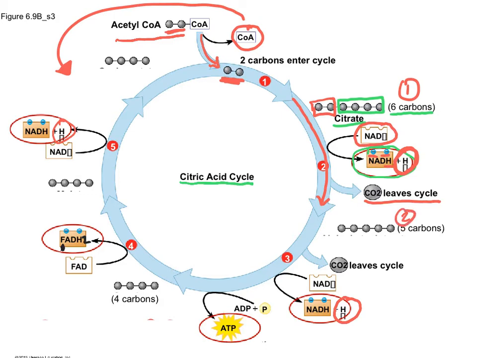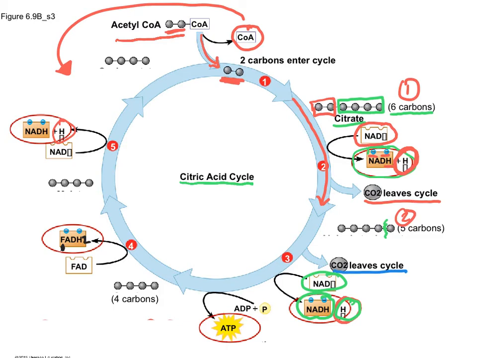And the same thing is going to happen again. Look, we're going to break one of these bonds and release energy. That energy is going to be carried by the enzyme NAD. So NAD gets converted to NADH and a free hydrogen. And another CO2 leaves the cycle. Right? Remember, CO2 is one of the byproducts of cellular respiration.